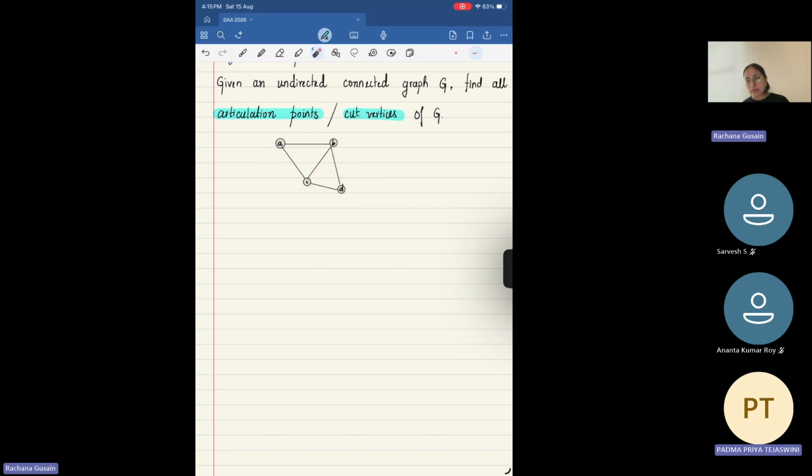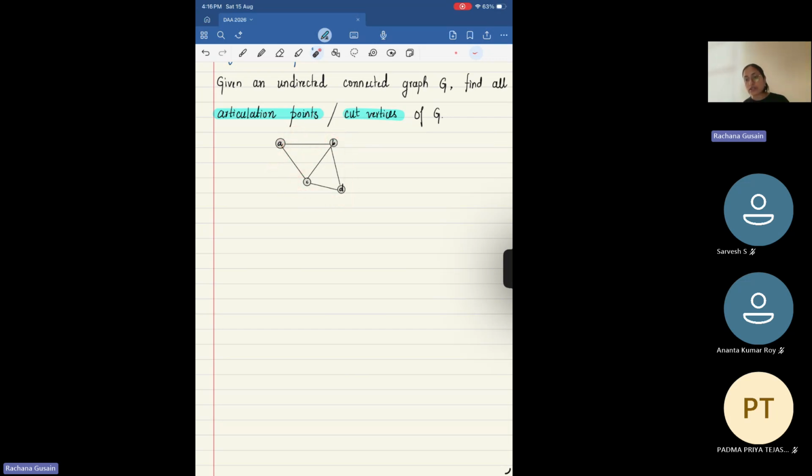Ma'am, either B or C. No, right? Even if I remove B, what I'll be left with is A, C, and D. They are still connected. Remove C, I'll have to remove all three edges. The remaining graph will be A, B, and D. The graph is still connected. So none of B, C, and D are cut vertices. Even A is not a cut vertex. You remove A, you will have this triangle graph, which is connected.